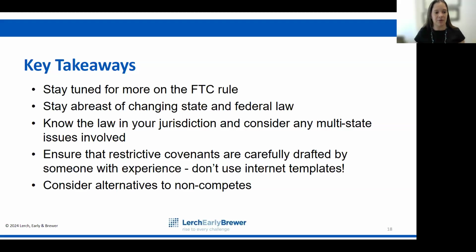So there are creative alternatives to ensure that you're protecting your interests with most employees that are short of a non-compete. So really give thought to whether there are alternatives you want to pursue, or might be able to pursue, to keep things competitive, and then to not have to worry as much about what happens if the FTC rule or a similar rule in your jurisdiction goes into effect.